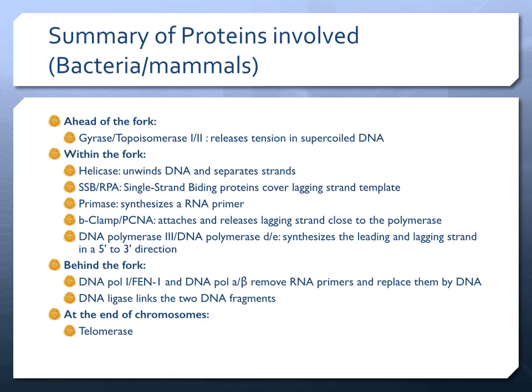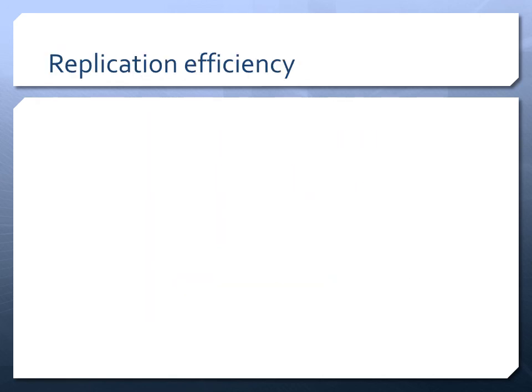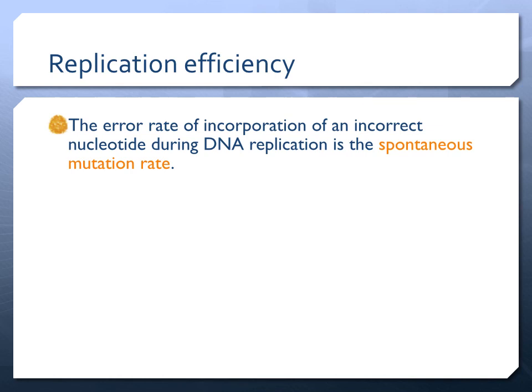So as you can see, this process, even if simplified here with only the main and most important proteins, is a process that is extremely well regulated and tightly controlled. So how efficient is this? First of all, the rate of errors or the rate of wrong incorporation of nucleotides during the replication is called the spontaneous mutation rate, because it is the number of mistakes that the polymerase will leave in the newly synthesized DNA.